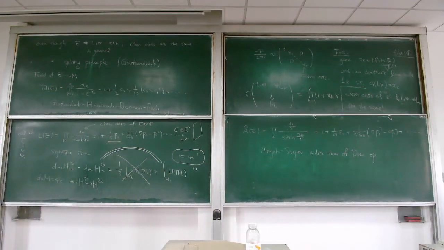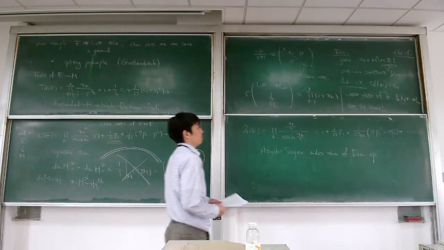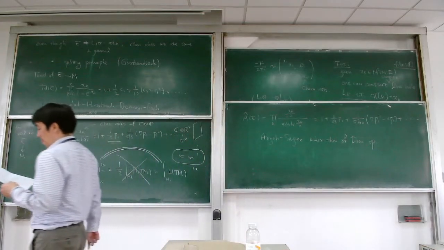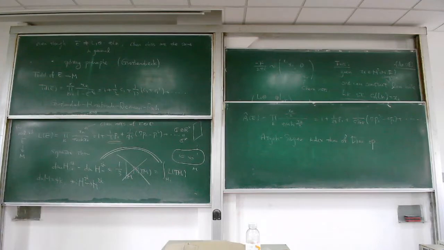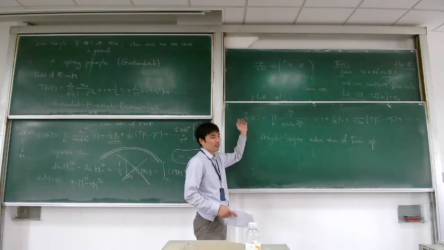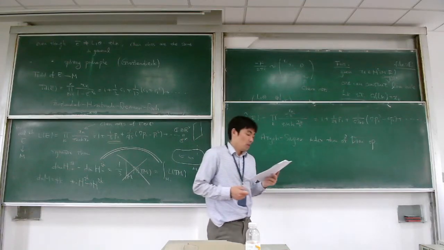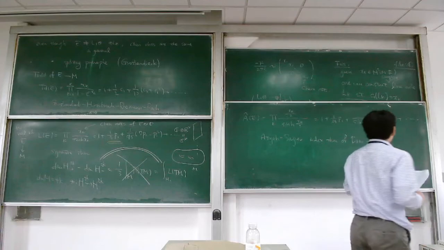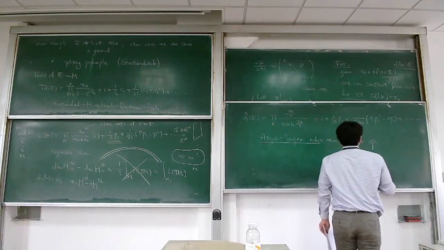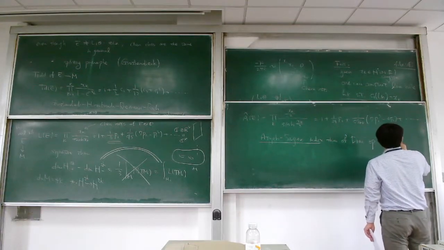Anyway, so that's the definition of the A-roof genus. This is called A-roof. It's like a hat, but it's called the A-roof genus. Okay, and we will talk about the index theorem. This A-roof appears in physics in anomalies.